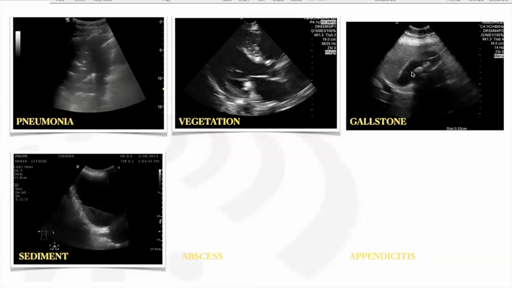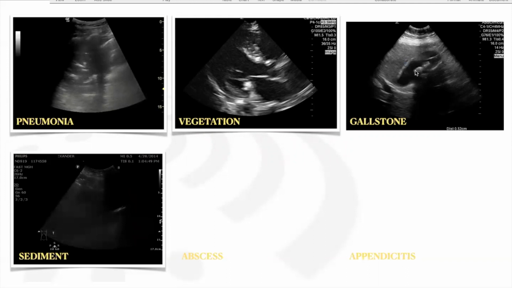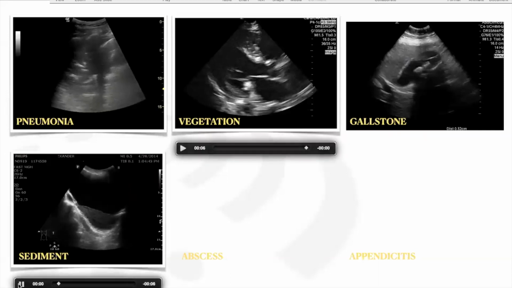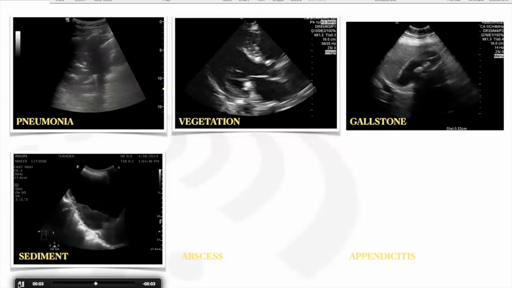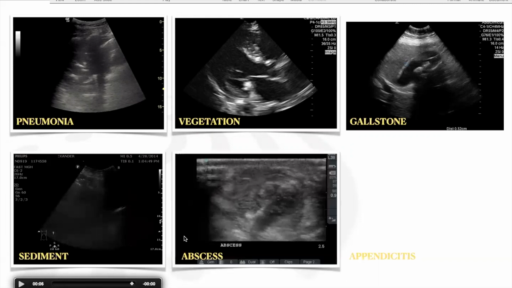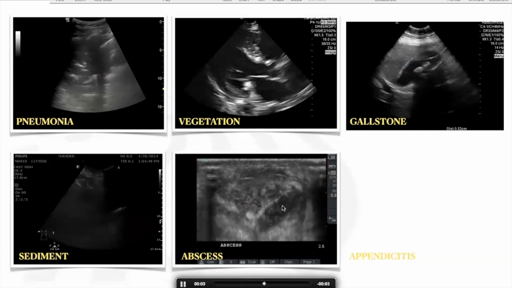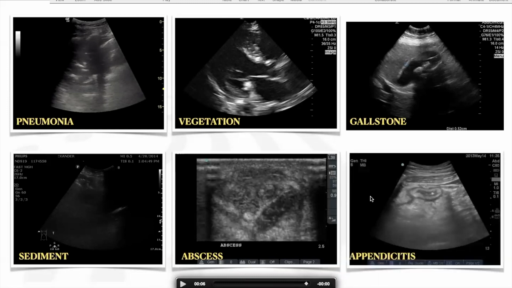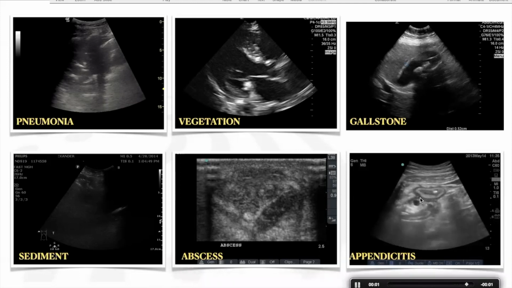Gallstones that may cause cholecystitis, or gallbladder empyema that leads to sepsis. You can see some sediment in the gallbladder in gallbladder empyema. Some collections, abscess that also predispose the patient to sepsis, and appendicitis, where if you have free fluid, then it suggests a ruptured appendicitis. So all this predisposes the patient to have septic shock or distributive shock.